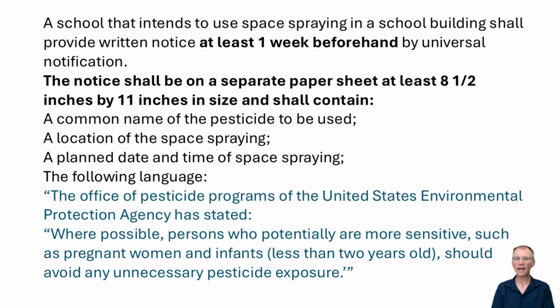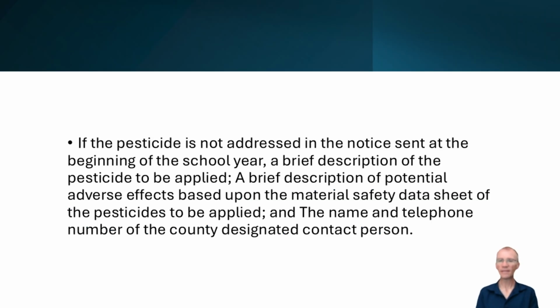The Office of Pesticide Programs of the United States Environmental Protection Agency has stated, where possible, persons who potentially are more sensitive, such as pregnant women and infants less than 2 years old, should avoid any unnecessary pesticide exposure. If the pesticide is not addressed in the notice sent at the beginning of the school year, a brief description of the pesticide to be applied, a brief description of potential adverse effects based on the material safety data sheet of the pesticides to be applied, and the name and telephone number of the county designated contact person.